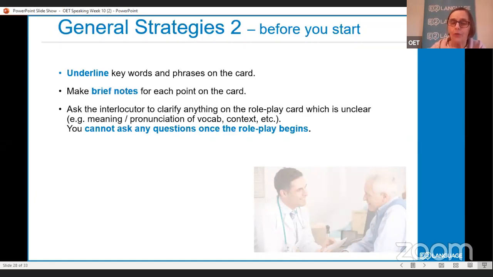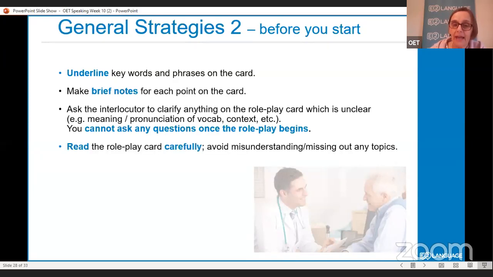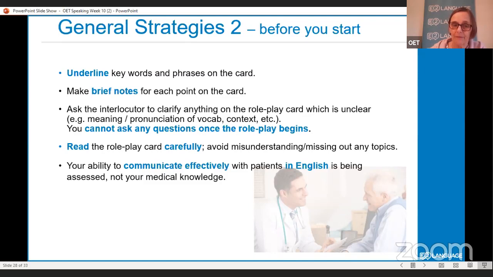If you haven't got a good understanding of what's going on, you're going to hesitate, you're going to get ums and ahs, you're going to make a mess of everything. So don't be embarrassed. The interlocutor is there to help you. Okay, so on your side, read the role play carefully, the role play card carefully. As I said, avoid misunderstanding or missing out on any topics, definitely.